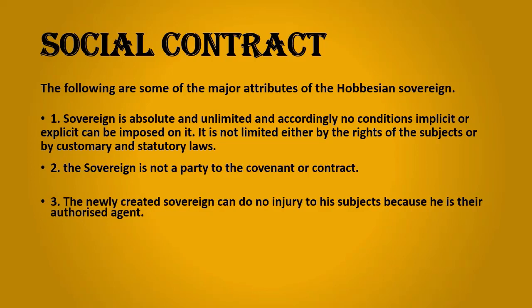Three, the newly created sovereign can do no injury to his subjects because he is their authorized agent. His action cannot be illegal because he himself is the sole source and interpreter of laws. So this Leviathan, as I mentioned earlier, is not a nice guy. But he doesn't have any right to deliberately hurt citizens or beat them up. He was the law himself. Everything that he said was law.